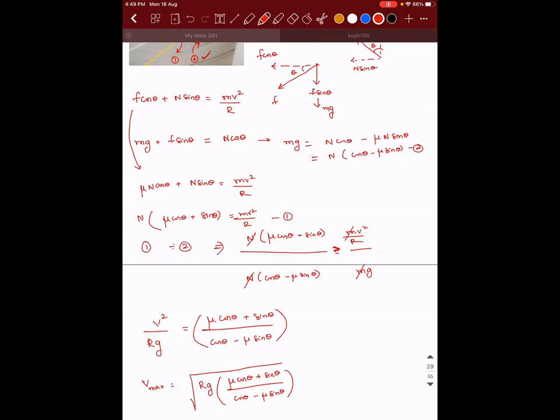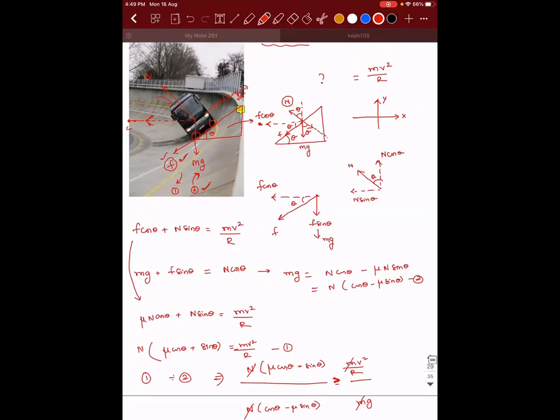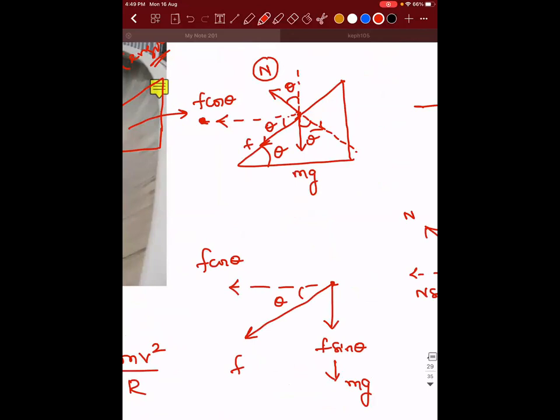Sir, how did you resolve the frictional force? Friction, I just see here. If this is theta, this will also be theta. No. Now normal and this horizontal are perpendicular. Then this will be 90 minus theta. Then this will be theta.